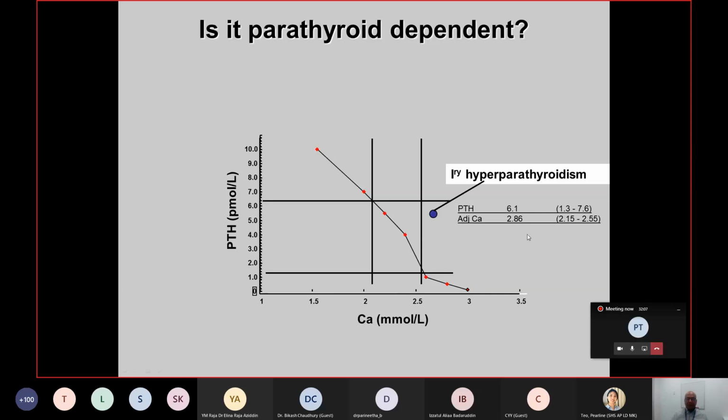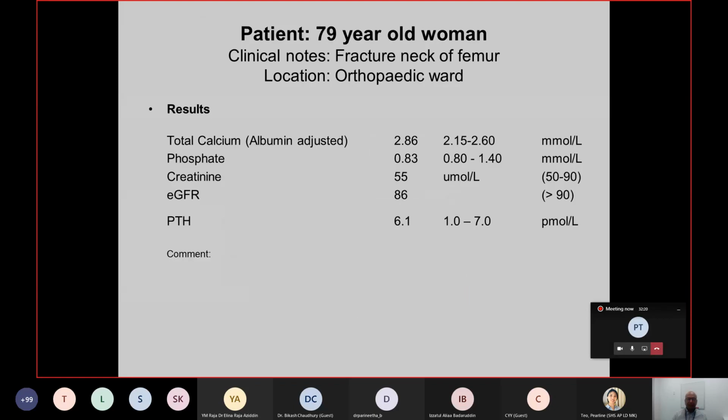So as I alluded to before, if the PTH is towards the upper end of the reference interval in hypercalcemia, we still call it parathyroid dependent. So coming back to this patient, the comment I would add to such results is that the elevated calcium should suppress PTH. Therefore, the normal PTH level does not exclude primary hyperparathyroidism. It's not a definitive statement, but suggesting it's likely to be primary hyperparathyroidism.